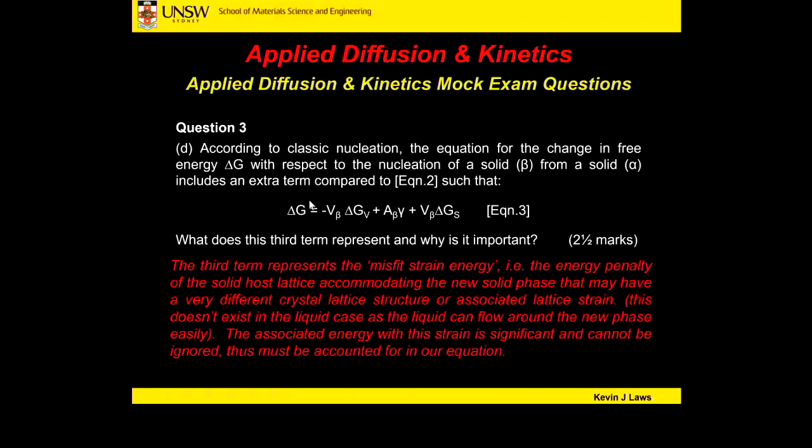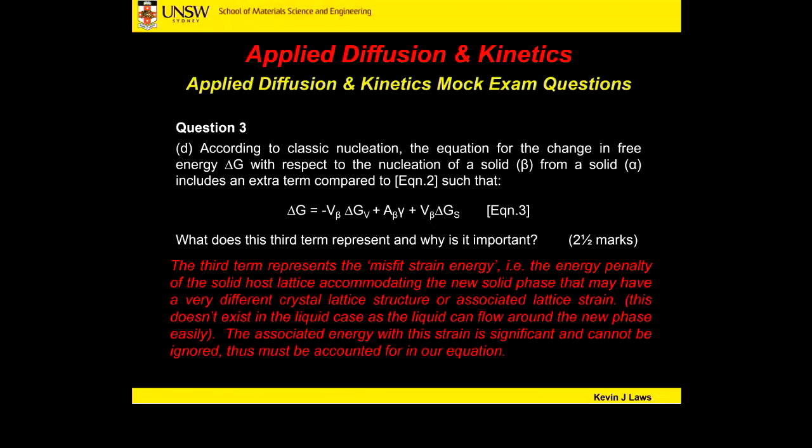Okay, so the previous equation, equation 2, didn't have this one here, yeah? Because it was just the nucleation of a solid from a liquid. When we are nucleating a solid from a solid, we get this extra term here in our equation. This third term represents the misfit strain energy. So that's the key word, misfit strain energy.